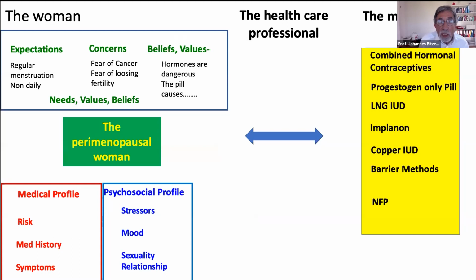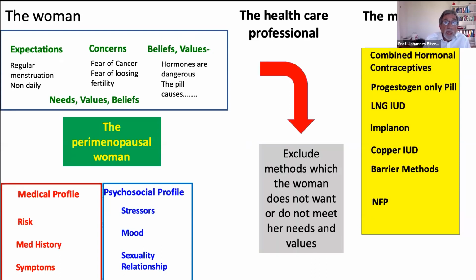So how to put that in a practical model? I think we have two variables here. We have the woman, and here we have the method. And now, how to find the best method for the individual woman. If we first look at the subjective part of the woman, which is usually called in the literature needs, values, beliefs, we have the expectations: what should happen with my menstruation, what do I want, daily, non-daily, the fear of cancer, fear of losing fertility.